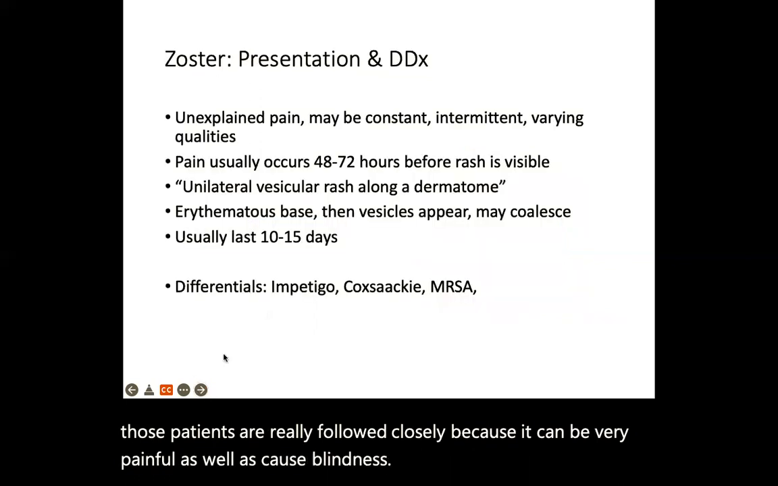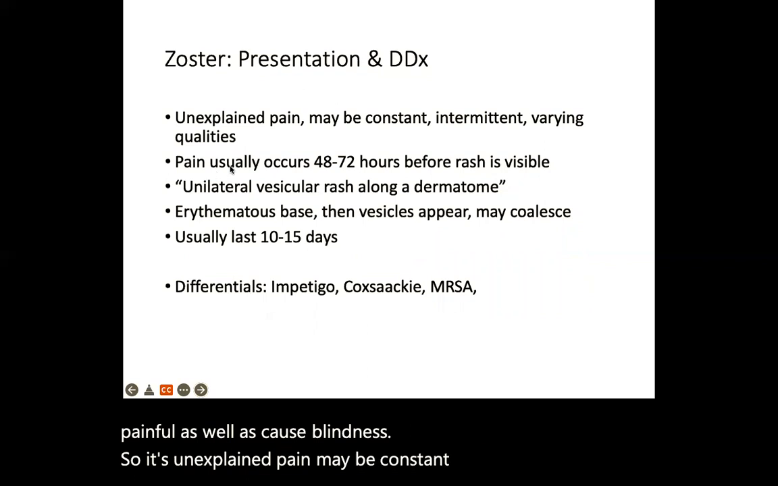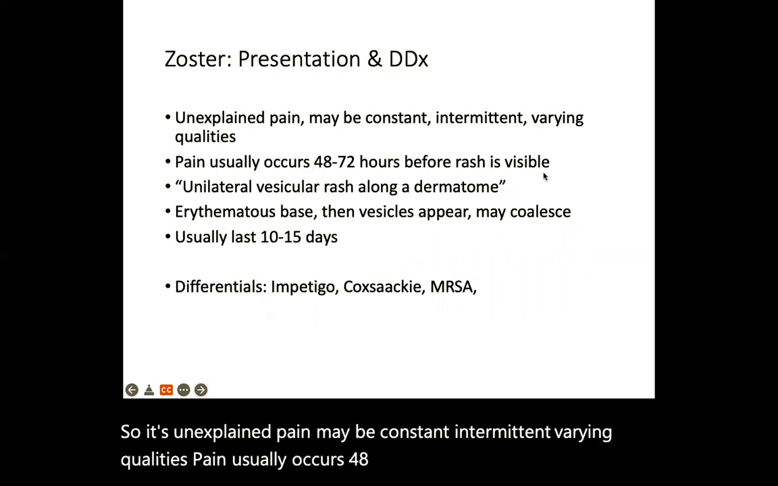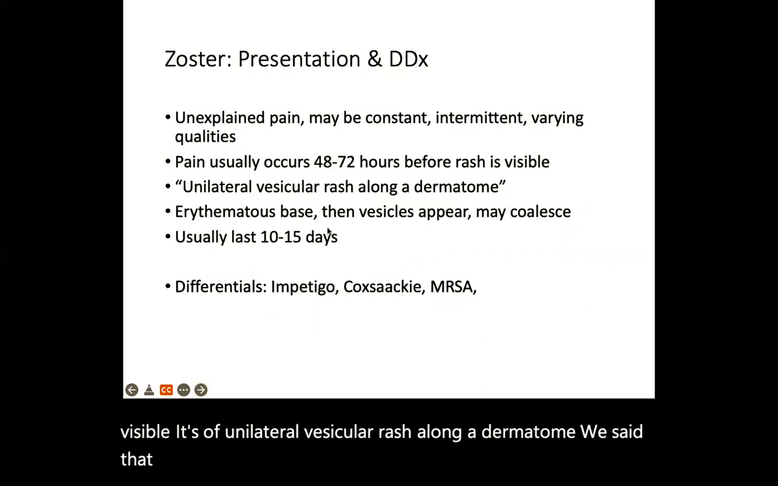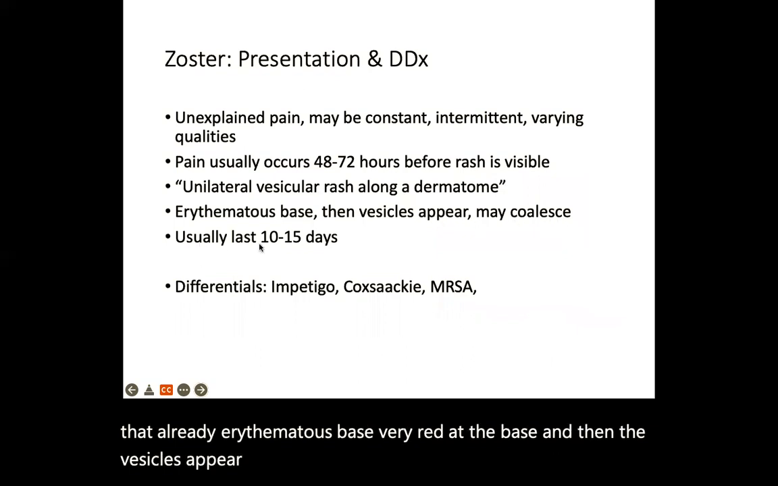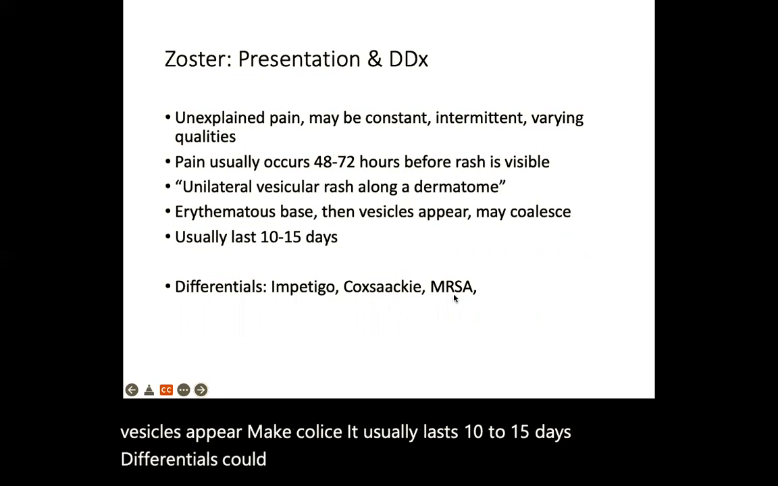So it's unexplained pain, maybe constant, intermittent, of varying qualities. Pain usually occurs 48 to 72 hours before the rash is visible. It's a unilateral vesicular rash along a dermatome. We said that already. Erythematous base, very red at the base, and then the vesicles appear and may coalesce. It usually lasts 10 to 15 days. Differentials could be impetigo, Coxsackie, and MRSA.